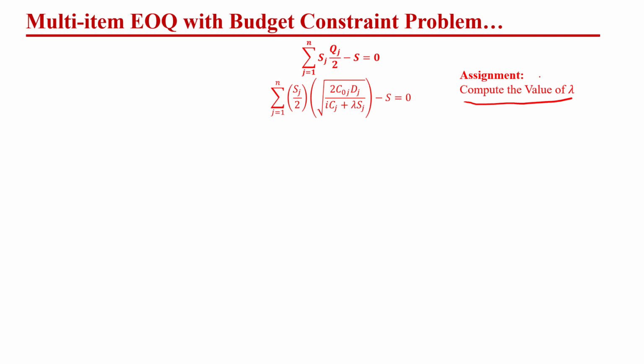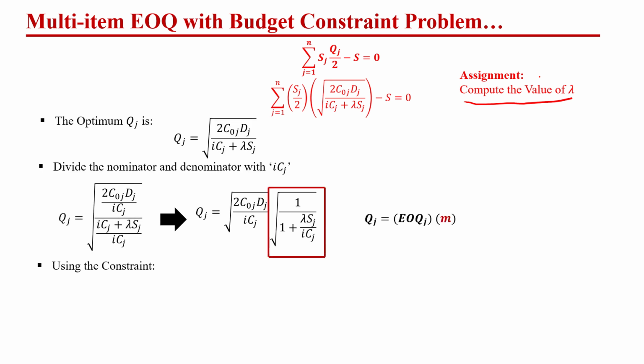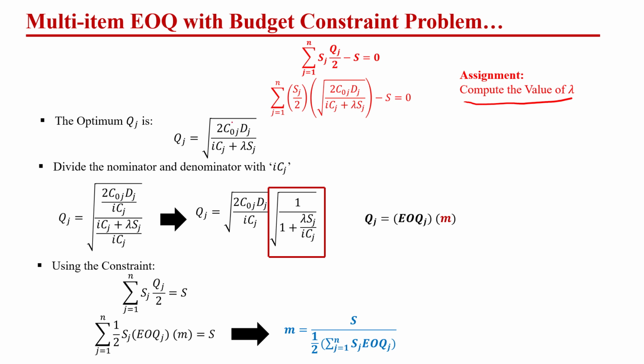But right now I'm going to use the second method, in which I'm not going to find out the value of lambda, but I'm going to use that M approach. So we know the value of Qj, again I am dividing numerator and denominator by ICj. And we know that this is basically the single product's economic order quantity. So this is going to be equal to M. Again this equation can be put into the constraint. So in Qj we can put this value, and after simplifying we will get the value of M. So let me show the example.